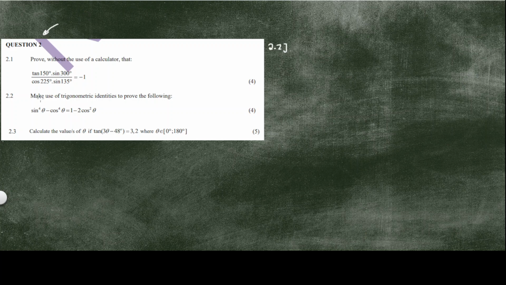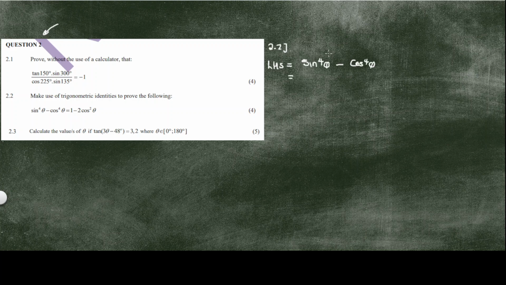All right. So for this identity, which side are we going to take? On 2.2. Yes, 2.2. The left hand side. Sine to the power 4 theta minus cos to the power 4 theta.